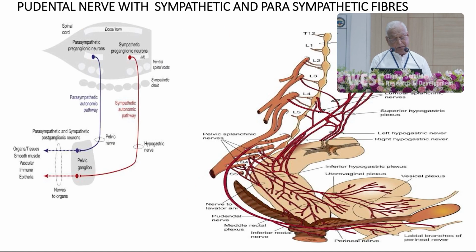So this is the pudendal nerve, how it is presented actually in the body. It contains all the fibers, it supplies the pelvic area, and the pudendal nerve connects with the brain through the spinal cord.